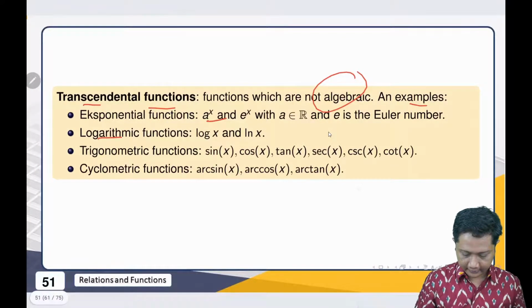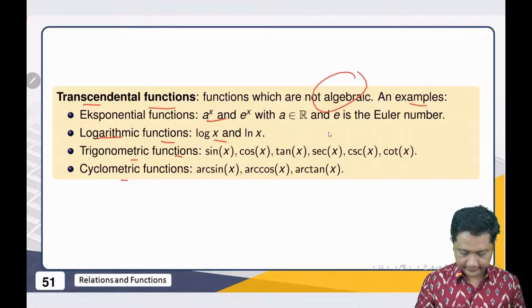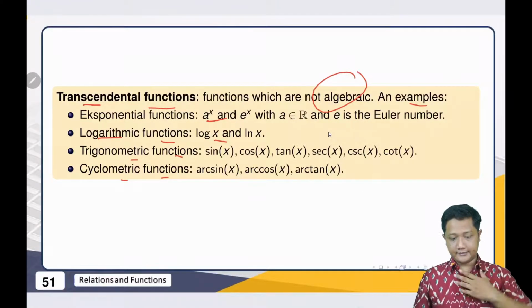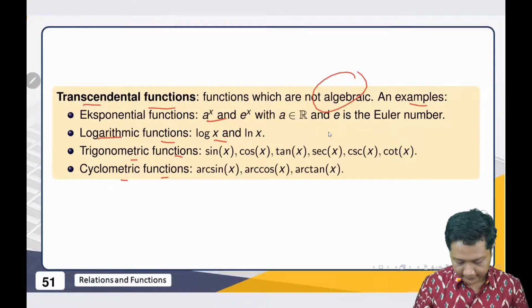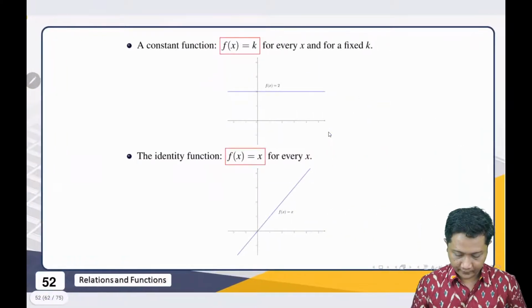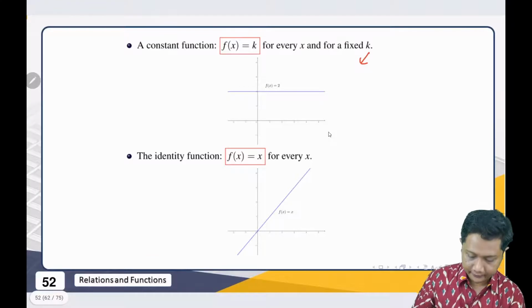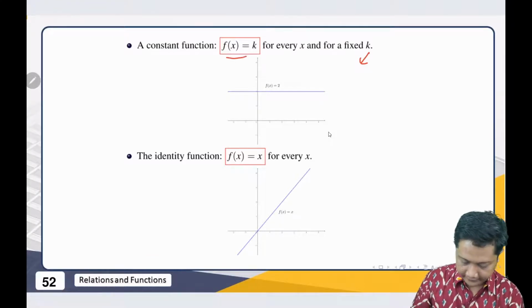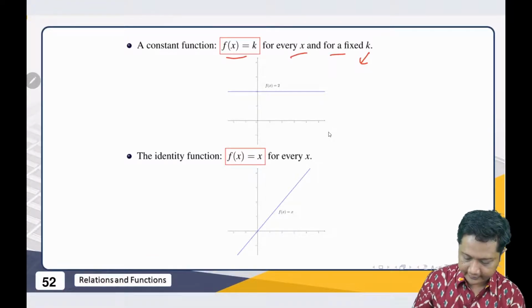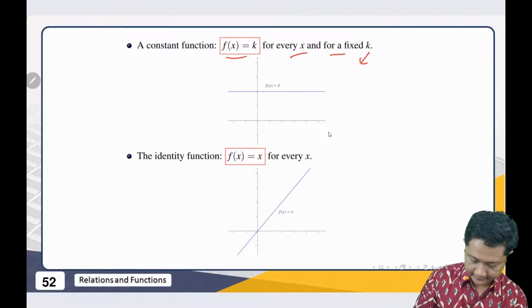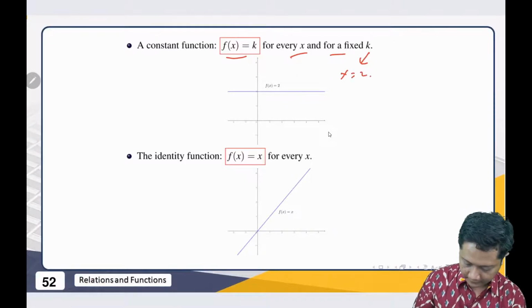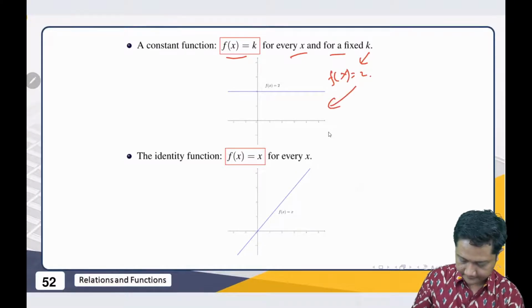And then logarithmic function, trigonometric, and you see the inverse, the cyclometric functions. Okay, this is the constant function, and we are already familiar with it. f(x) is equal to k for every x and for a fixed k. Then for example, when x is equal to 2, f(x) is equal to 2, then we have this one, right?